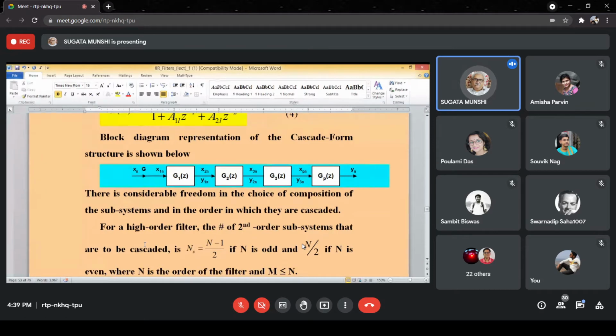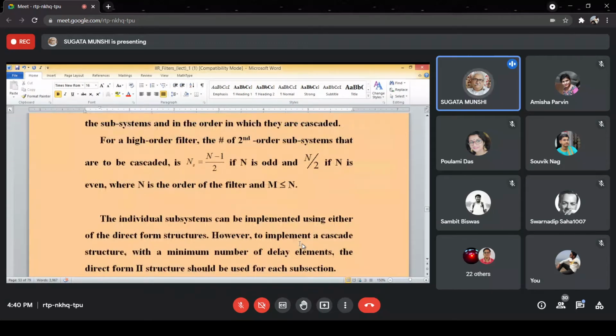For a high order filter, the number of second order subsystems that are to be cascaded is Ns equal to (N minus 1) by 2. That means if we decide that in realizing a high order filter or DTLTI system, we will be using the maximum number of second order subsystems, then the number of such subsystems will be Ns equal to (N minus 1) by 2 if N is odd, and Ns equal to capital N by 2 if N is even.